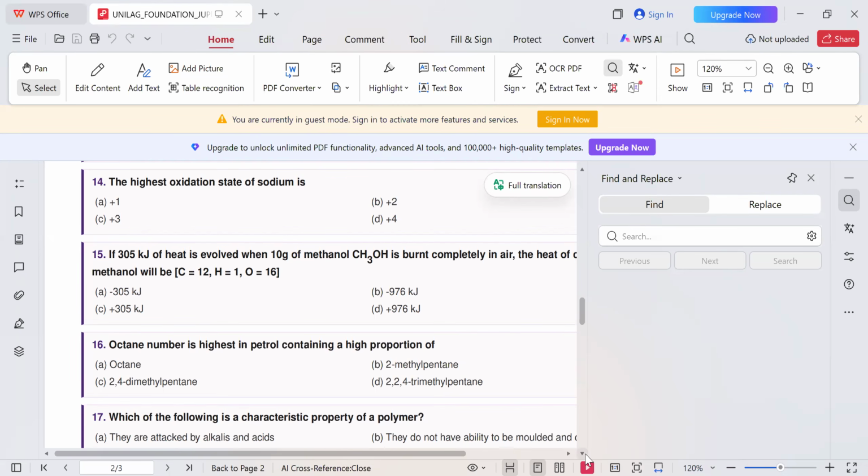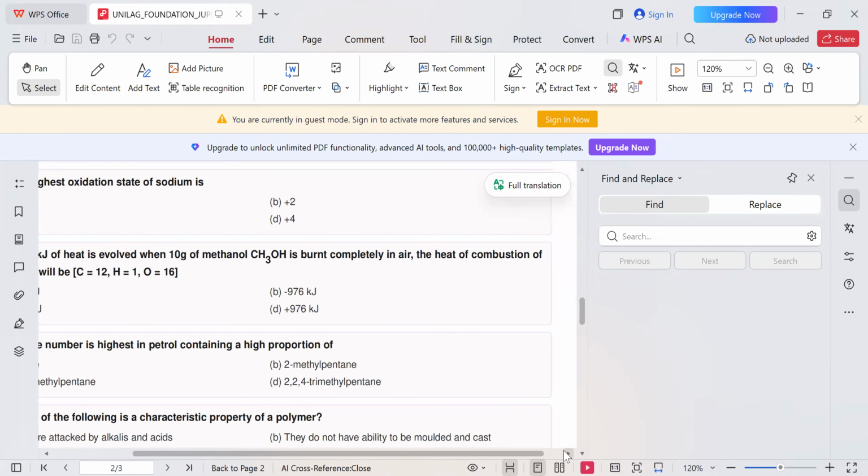Now, if 305 kilojoules of heat is evolved, which means released, when 10 grams of methanol, CH3OH, is burned completely in air, the heat of methanol will be what? Now, the first thing we're going to do here, this is part of what we call electrochemical cells. In chemistry, we talk about the enthalpies and the entropies. Now, if you look at what they are asking you here, they're asking you the heat of methanol.